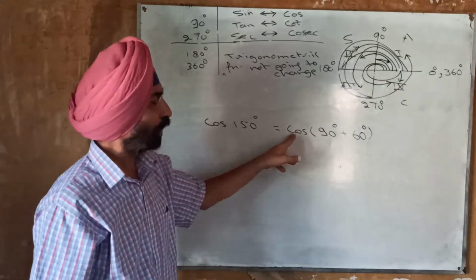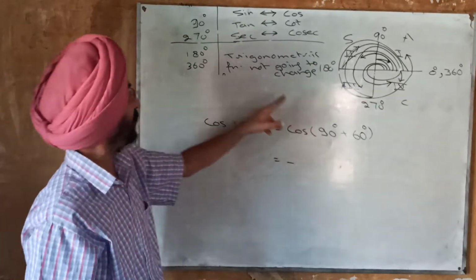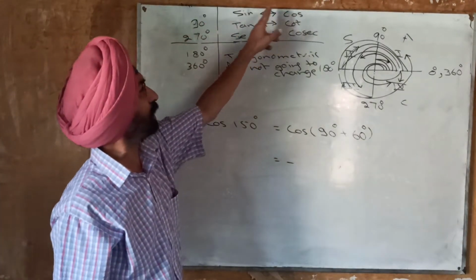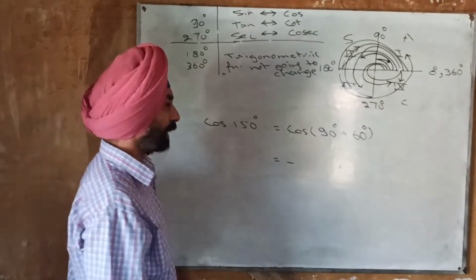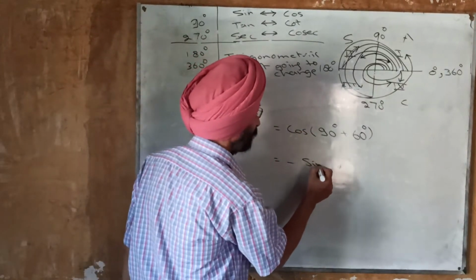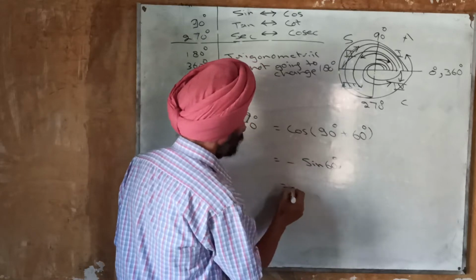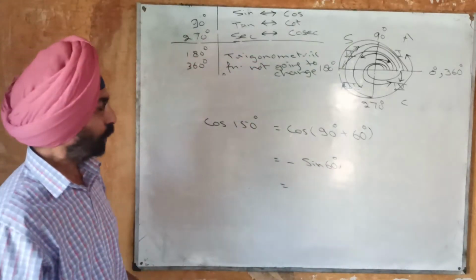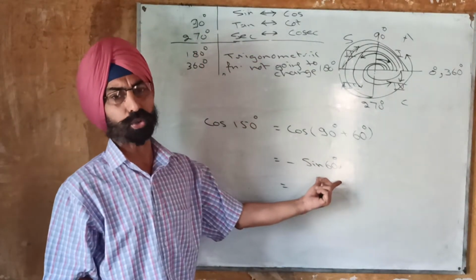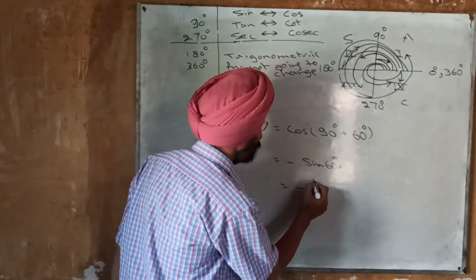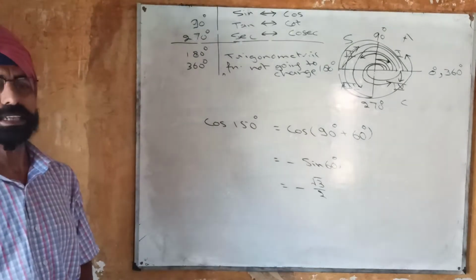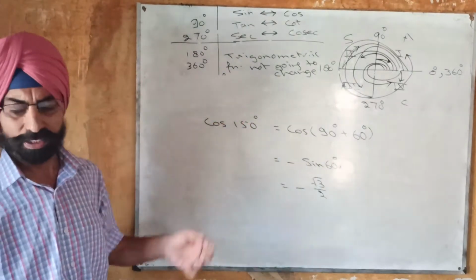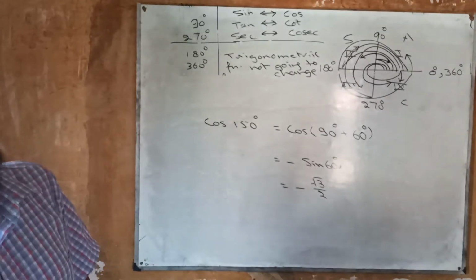And it is cos 90 plus theta. In case of 90 degree, your cos is going to change into sine. So this cos 90 plus 60 will become sine 60 degree. And from the previous lecture, you know that the value of sine 60 degree is root 3 by 2. So it is minus root 3 by 2. So this is how you can calculate the values of the trigonometric functions of allied angles.